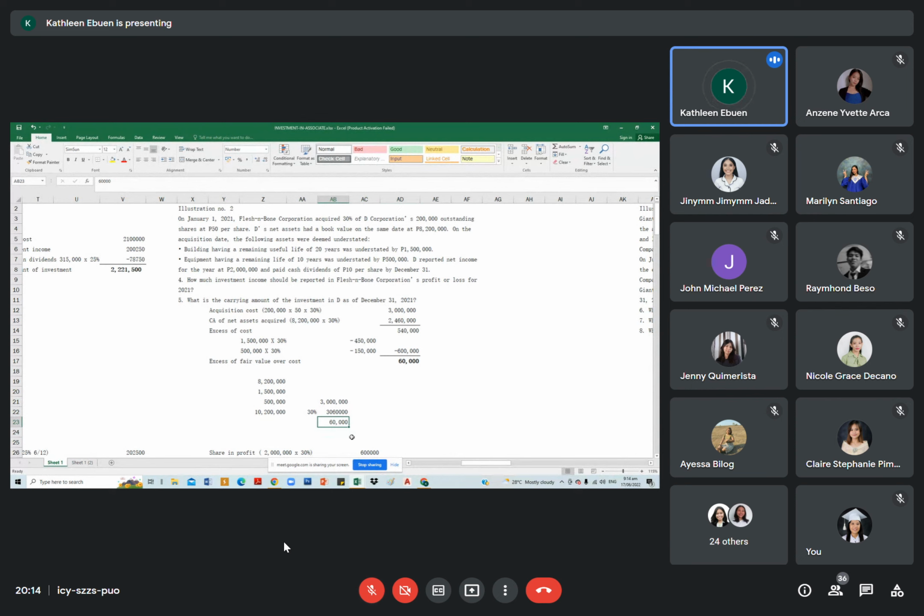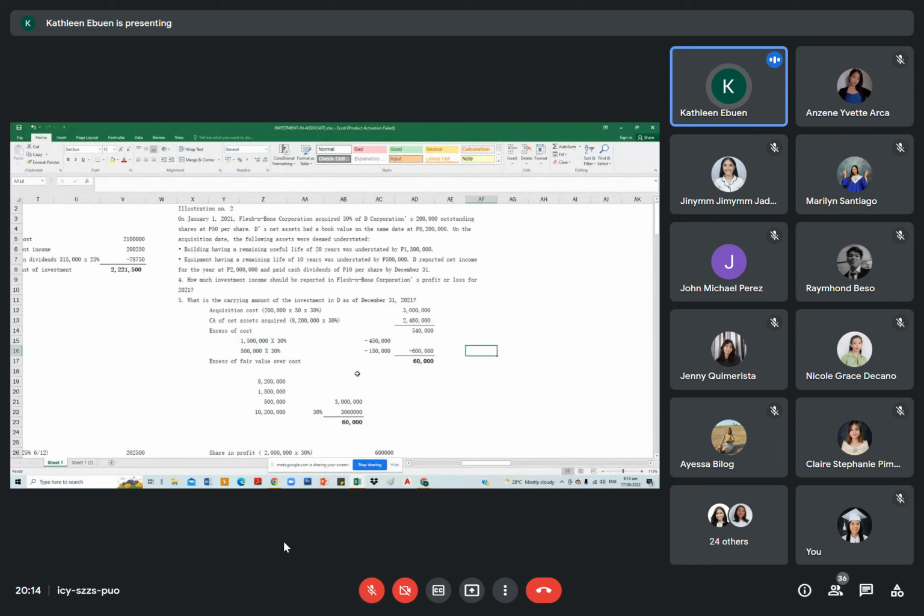So, ganyan, class. Ito kasi yung approach sa libro kasi ito yung base doon sa CFAS, no? We have to allocate muna doon sa undervalued assets saka sa goodwill. So, that's why ito yung ginagawa natin.